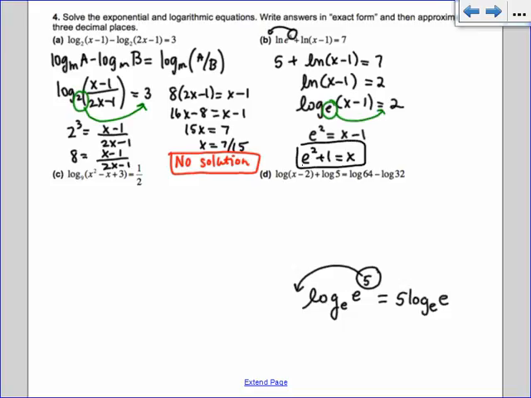So in the instructions, I say write answers in the exact form and then approximate to 3 decimal places. So I want both. So e squared plus 1 is the exact form.